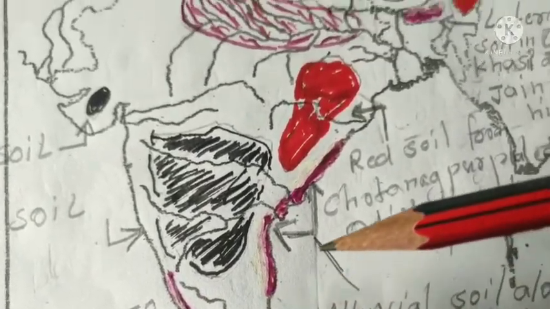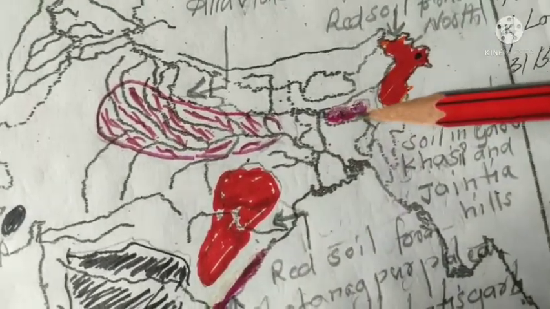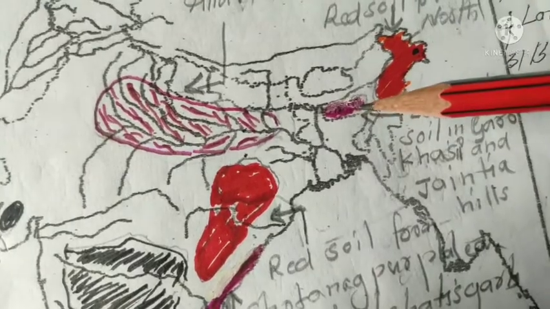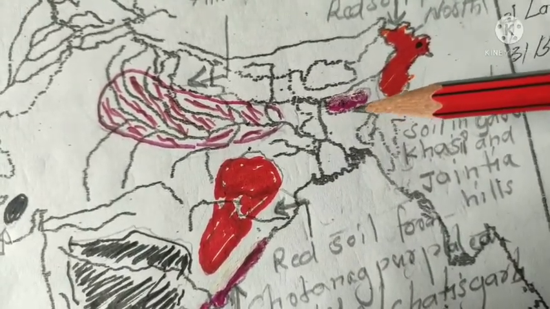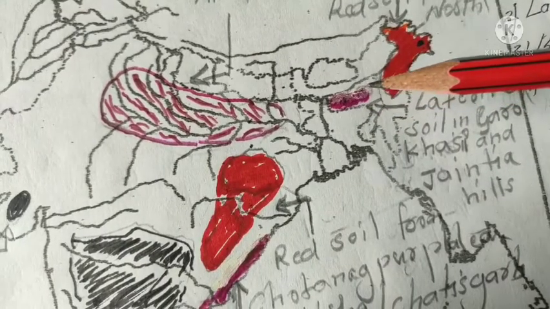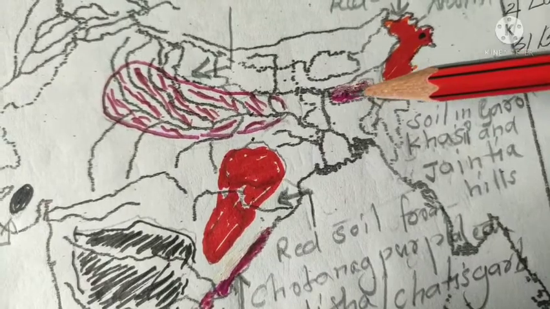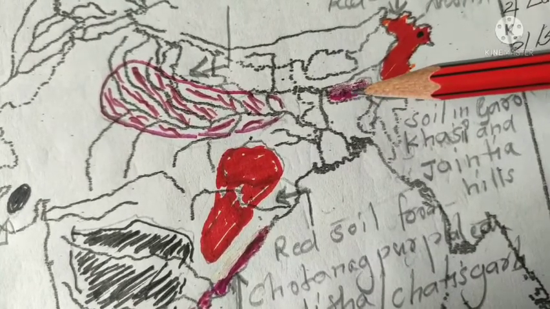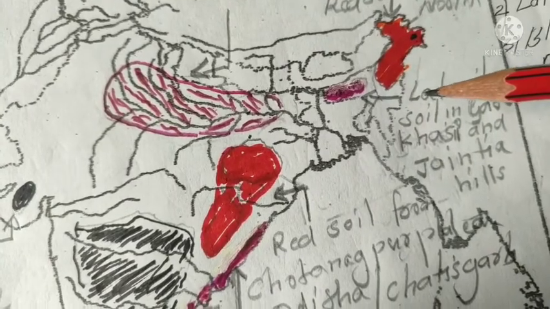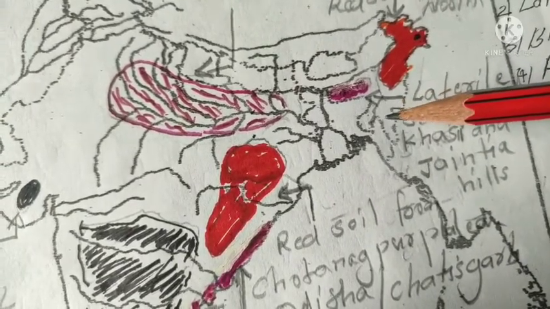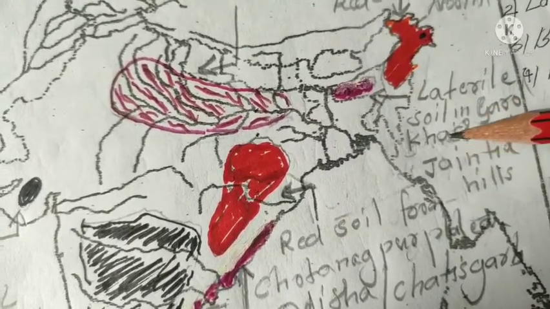And if you are asked from the north, here also you can mark. So this is Meghalaya. Along the Garo, Khasi and Jaintia hills, laterite soils are here, means without touching this border, along the center, on this side you have to make a narrow line that is known as laterite soil in Meghalaya. Then you have to write here laterite soil along the Garo, Khasi and Jaintia hills. So like that you have to write the information here.